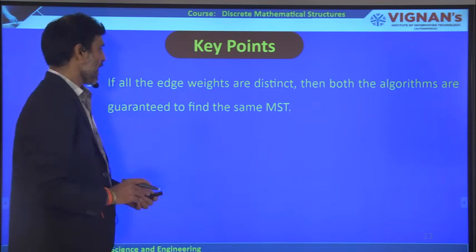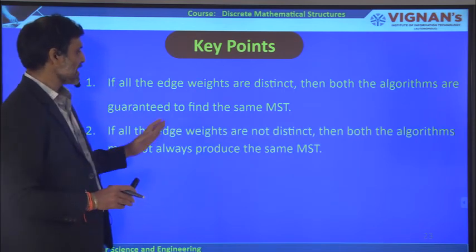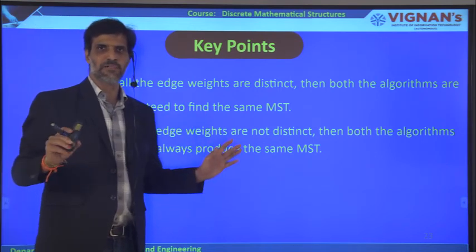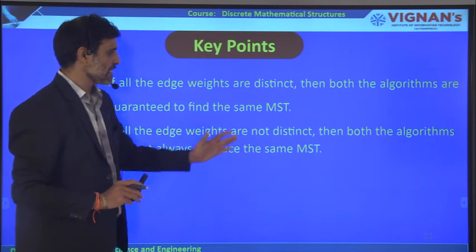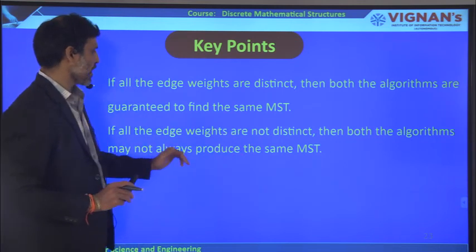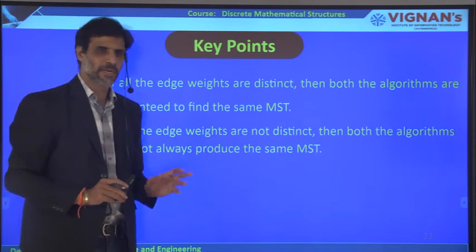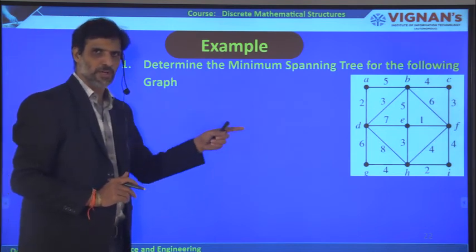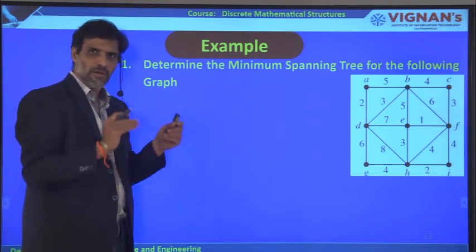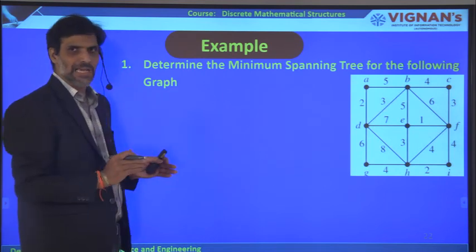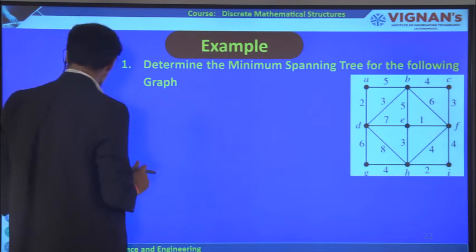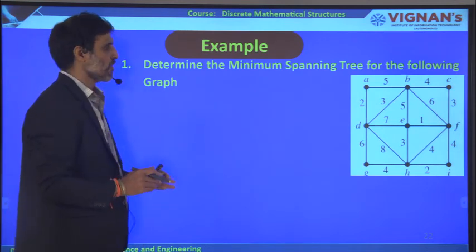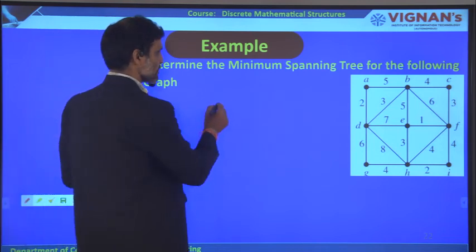That is the first point. And the second point is, if all edge weights are not distinct, whereas in the previous case all edge values were different, then both the algorithms may not always produce the same minimum spanning tree. Previously we have seen what spanning tree we got using Prim's algorithm. Now let us check with the Kruskal algorithm, because all the edge values are not distinct here. Therefore, let us go through it and see what we get.